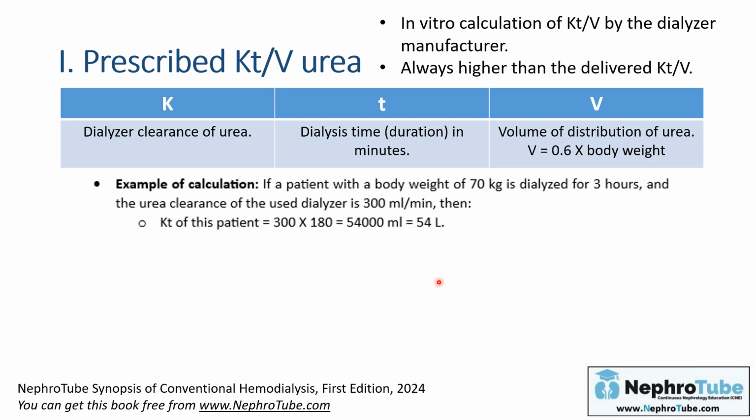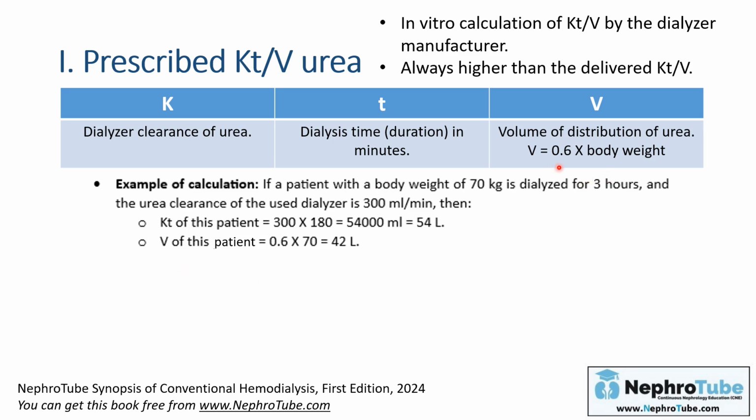Then Kt, the K is the clearance. The clearance is 300. T is the time. We said that 3 hours. 3 hours means 180 minutes because we have to put T in minutes. Then the Kt is about 54 liters.